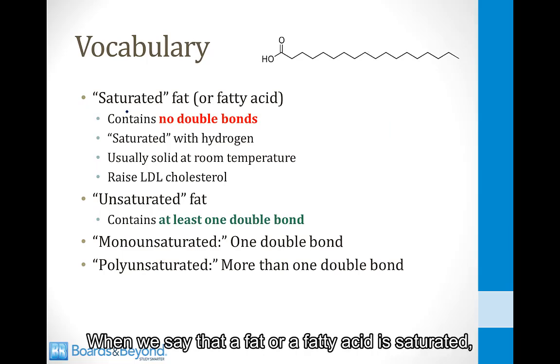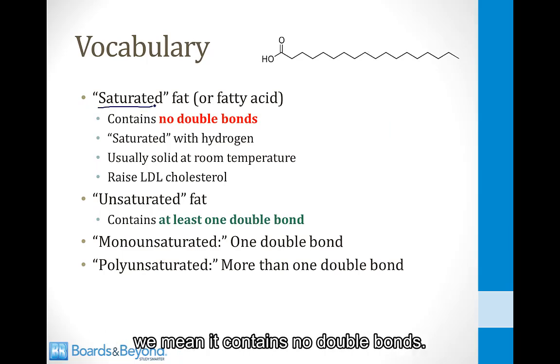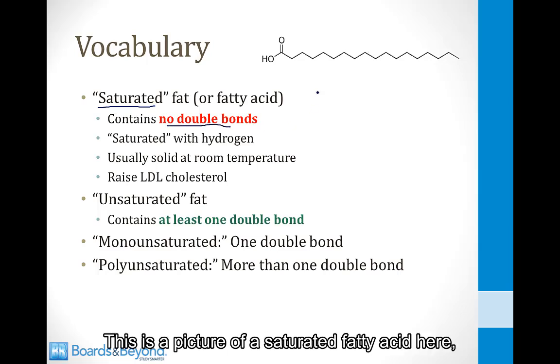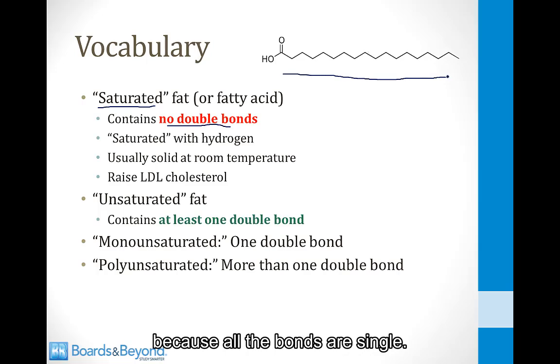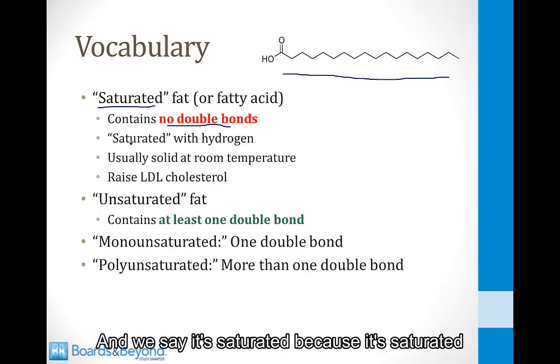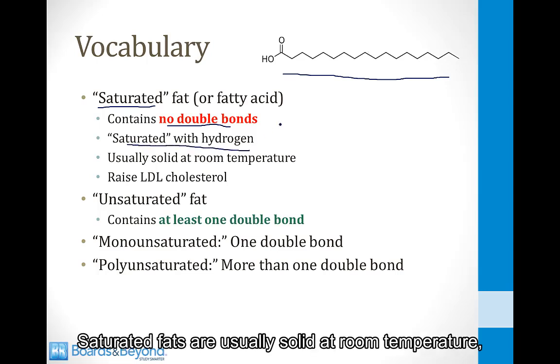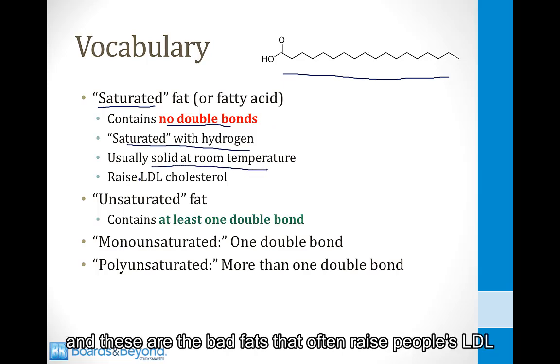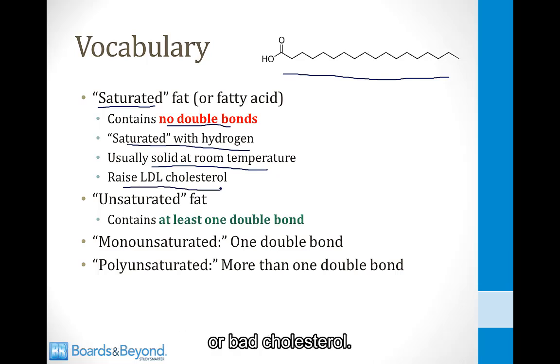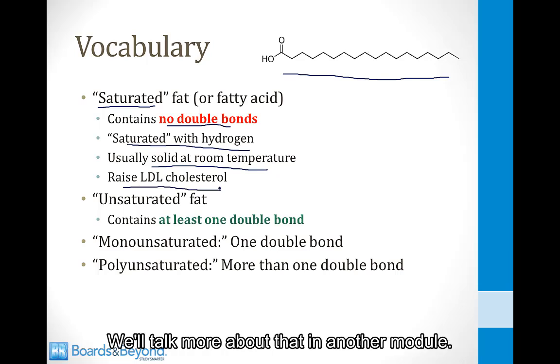When we say that a fat or a fatty acid is saturated, we mean it contains no double bonds. This is a picture of a saturated fatty acid here because all the bonds are single. And we say it's saturated because it's saturated with hydrogen, and therefore all the bonds are single. Saturated fats are usually solid at room temperature, and these are the bad fats that often raise people's LDL or bad cholesterol. We'll talk more about that in another module.